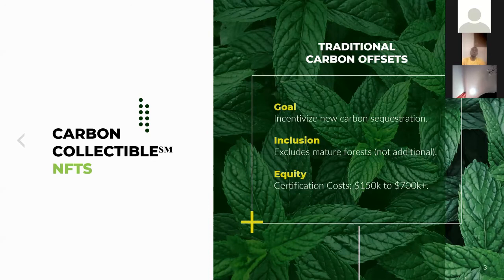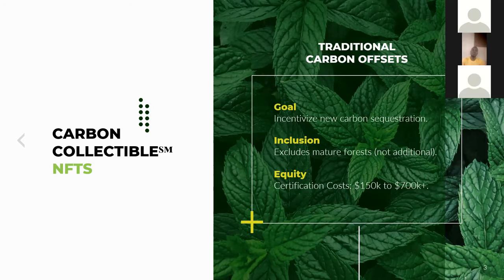Unfortunately, with these programs, mature forests are excluded from being able to sell traditional carbon offsets. And the thinking is that in the USA and in Europe, large mature forests are owned by big organizations, and those big organizations do not need to be incentivized to not participate in deforestation. So these traditional carbon offsets are really designed to incentivize new carbon sequestration, which excludes mature forests. And that's okay in the USA and Europe, but it's absolutely disastrous for emerging economies.